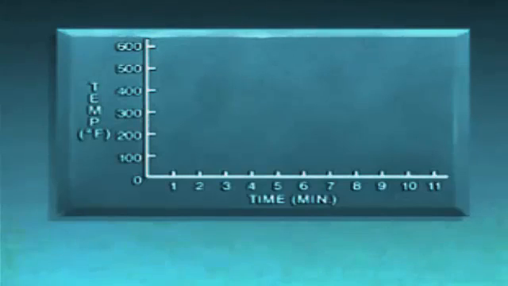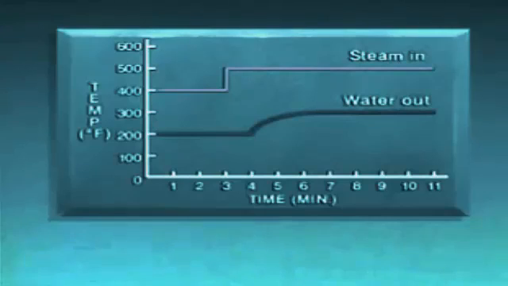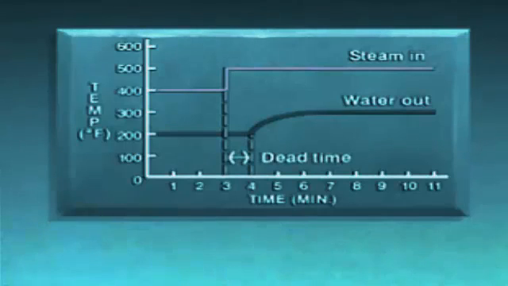On the graph, the vertical axis represents temperature, and the horizontal axis represents time. When we plot the steam temperature, we see the sudden increase from 400 degrees to 500 degrees. This type of disturbance is commonly called a step input or a step change. When we plot the water temperature, we see that there's a delay between when the steam temperature increased and when the water temperature first started to rise. This delay is called dead time.